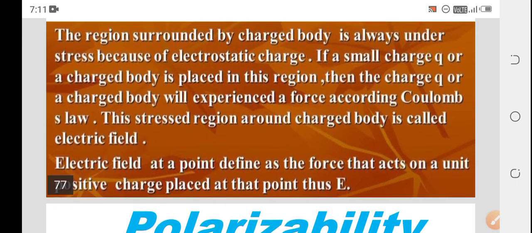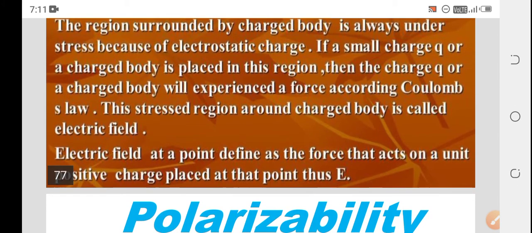We have another definition. The region surrounded by a charged body is always under stress because of the electrostatic charge. If a small charge Q or charged body is placed in this region, it will experience a force according to Coulomb's law. The stressed region around this charged body is called the electric field. As per Coulomb, an electric force creates a particular field, and that field is defined as the electric field.